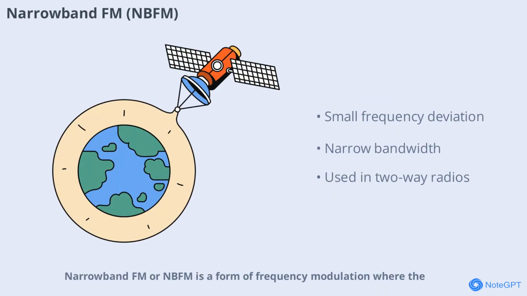Narrowband FM, or NBFM, is a form of frequency modulation where the frequency deviation is much smaller than the modulating frequency. This results in a signal that occupies a relatively narrow bandwidth, making it suitable for applications like two-way radio and mobile communications. NBFM offers improved noise immunity over amplitude modulation while conserving valuable spectrum space. However, it does not provide the same audio fidelity as wideband FM, making it less suitable for high-quality music broadcasts.